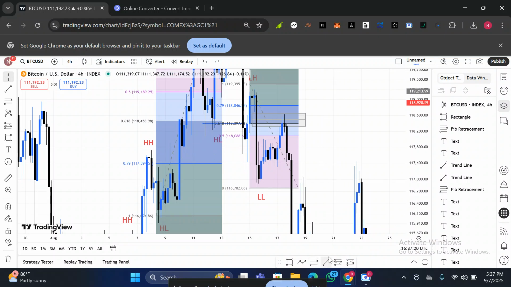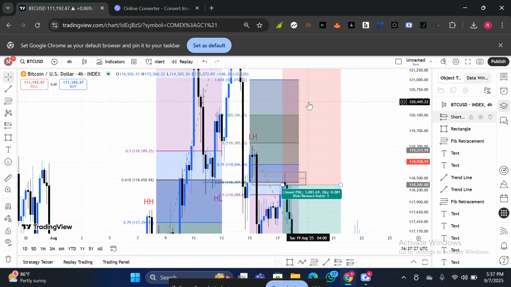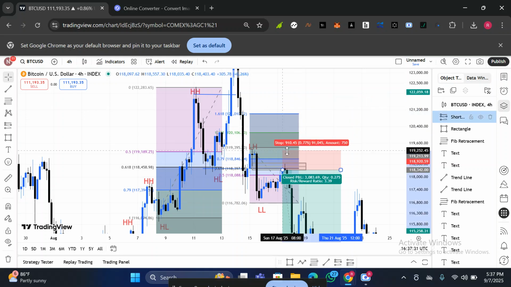So if you are getting in on this kind of entry point from here, taking a short position from this particular point here, then make sure you are putting your stop loss above the range. It's very important, because markets can always manipulate. Make sure it's above this particular area here.